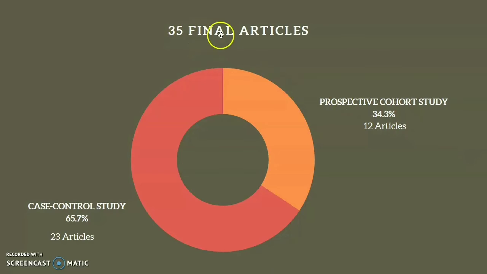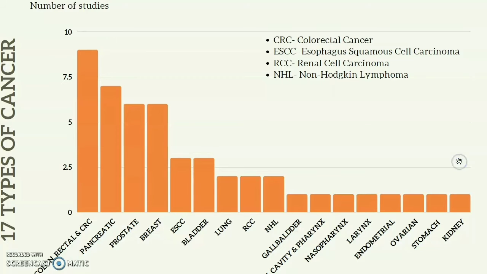The 35 final articles are divided into two study designs, which are prospective cohort study and case control study. Out of 35 final articles, 12 articles used the prospective cohort study design, which accounts for 34.3%, and 23 articles used the case control study design, which accounts for 65.7%. As you can see here, there are 17 types of cancer altogether in the results of my systematic review.